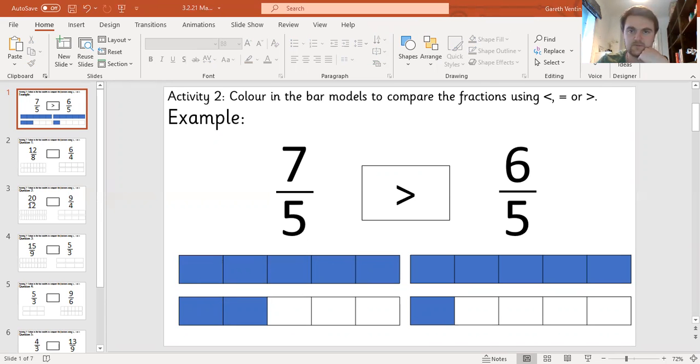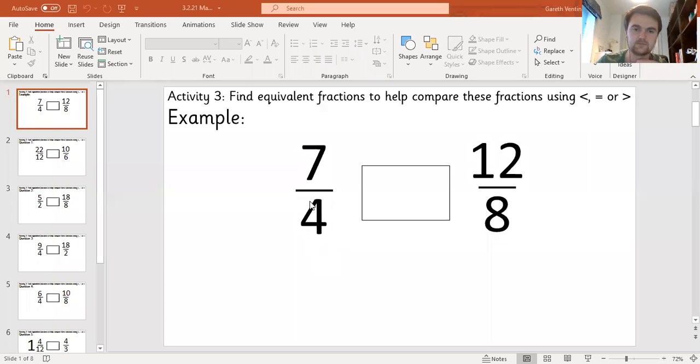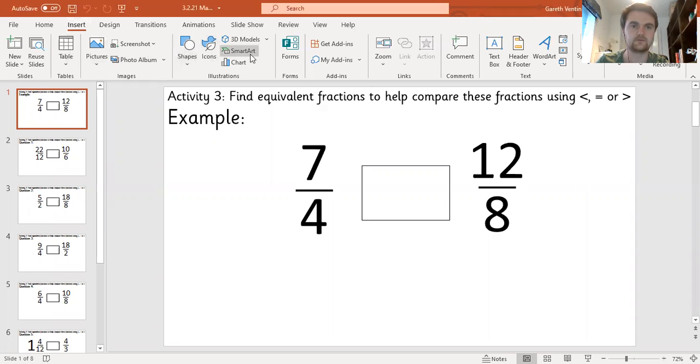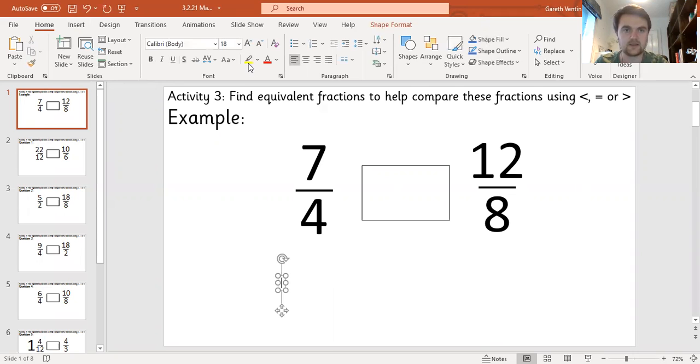And then in your third activity, very similar again, but this time you haven't got the bar models to help you. So for my example here, I'm going to insert a text box so that I can make the equivalent fraction. There we go. Now, if I look at that, I know that I'm going to try and get 4 to be 8. I need to times 4 by 2 to get that to be equivalent. So I need to do the same to the numerator. 7 times 2 is 14. 4 times 2 is 8, which means that 7/4 is the same as 14/8, which is greater than 12/8.